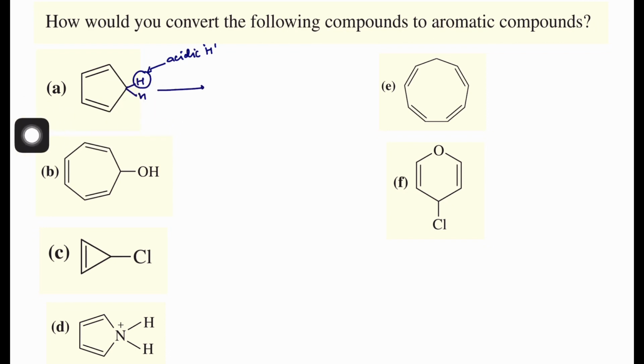For that we need a strong base. We can use sodium hydride, or you can take butyl lithium. Any one of these can work here, butyl lithium or sodium hydride. This H minus will abstract this acidic hydrogen and we will get this aromatic species. It has a total of 6 pi electrons, it is aromatic, and there is conjugation throughout the ring.